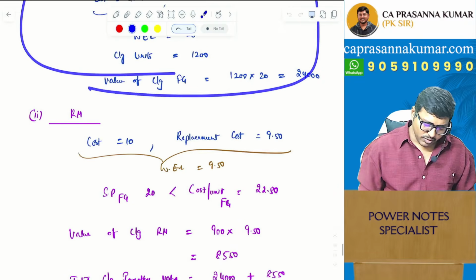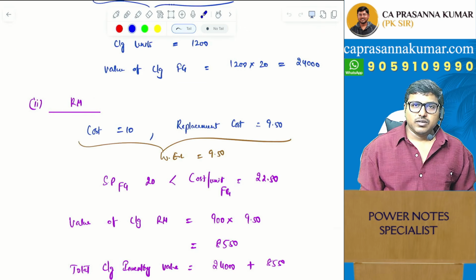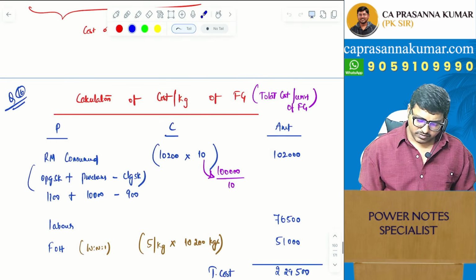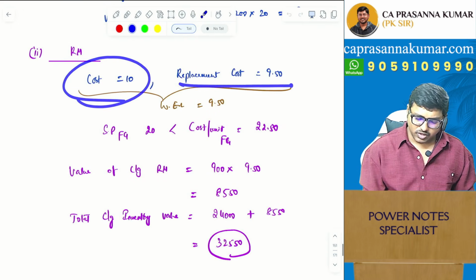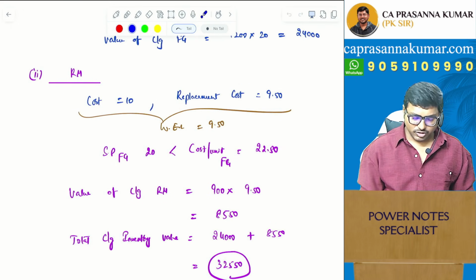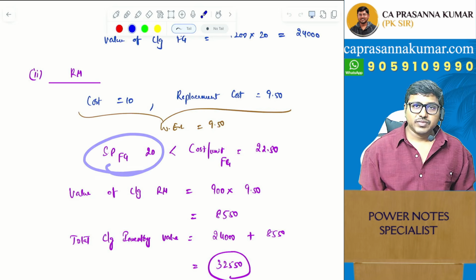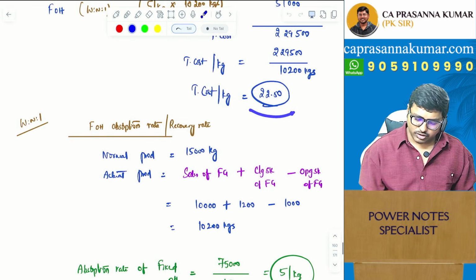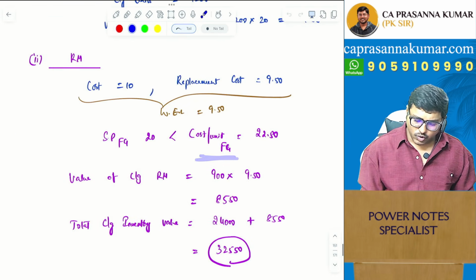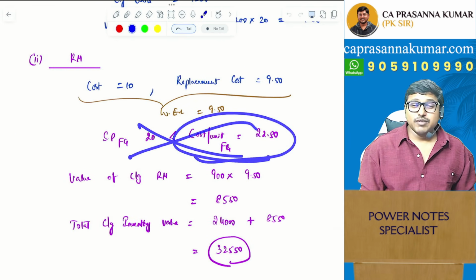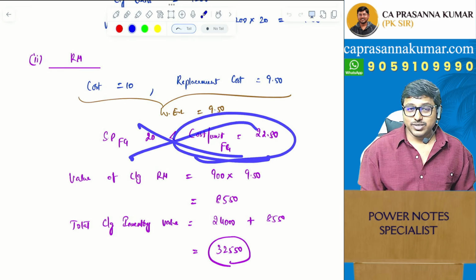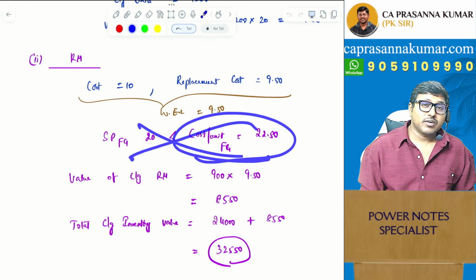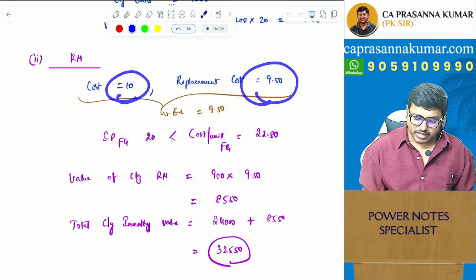Right. Now, what about raw material? This is interesting. First, you need to take the cost. What is the cost of raw material? 10, which we already know. Then the replacement cost is given in the question, which is 9.5. First, keep it like this. Now, look at the selling price of your finished good, which is 20. What is the cost per unit of finished good, which we have calculated? 22.5. Are you able to recover the total cost per unit of finished good? No. If you are not able to recover the total cost per unit of finished good, then take the cost of raw material or replacement cost, whichever is lower. Cost of raw material is 10, replacement cost is 9.5. Therefore, the valuation of raw material inventory will be 9.5.